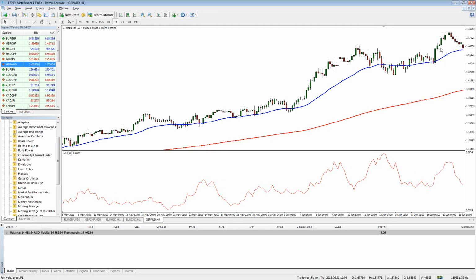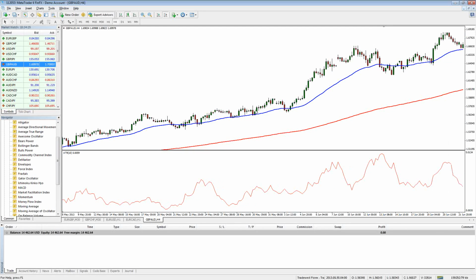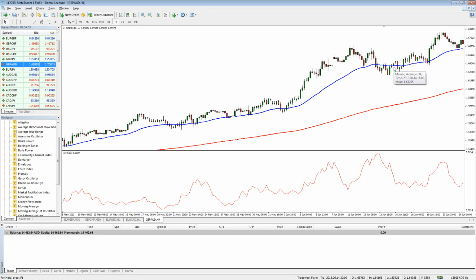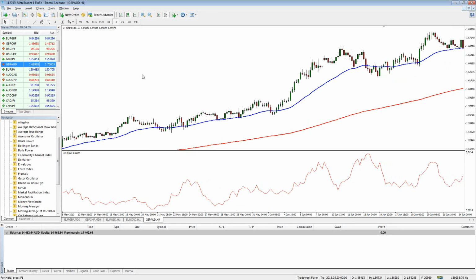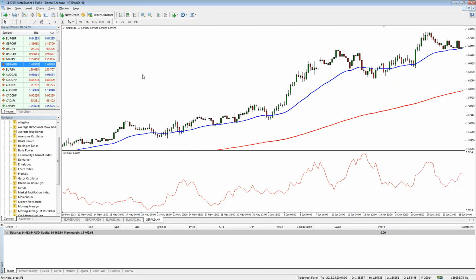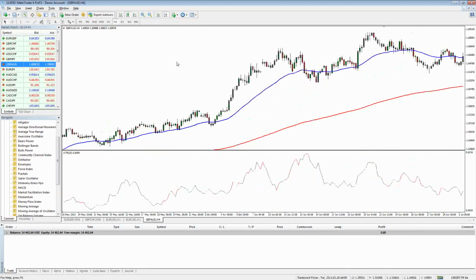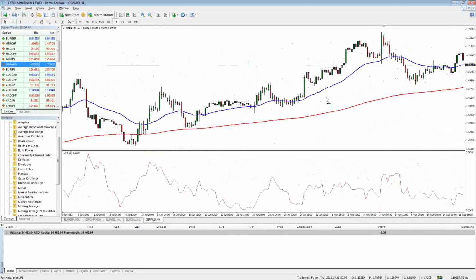That doesn't happen in the long run, but you will get those times where you're very accurate, and you'll also have the times where it's not working so well. But here's a really good pair, as you can see. It's been trending for months and months. A lot of good trading.